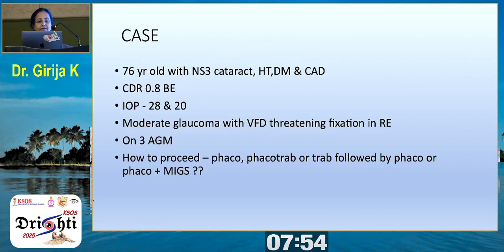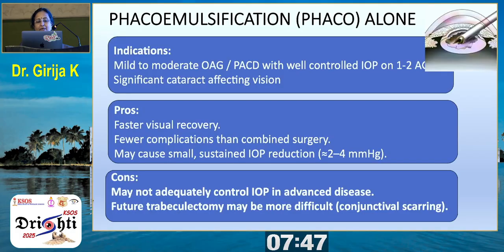So glaucoma and cataract with all the comorbidities, 3 AGM and uncontrolled IOP. So how to proceed? First we will discuss, and then we will come back to this case.